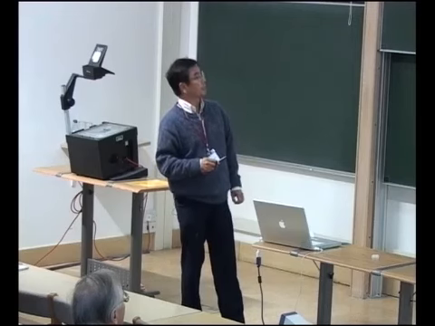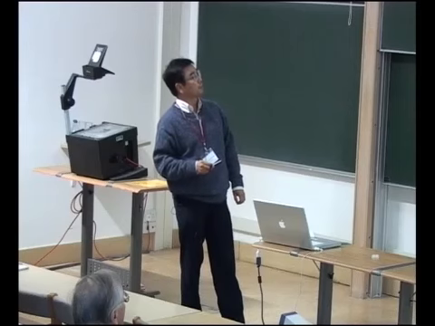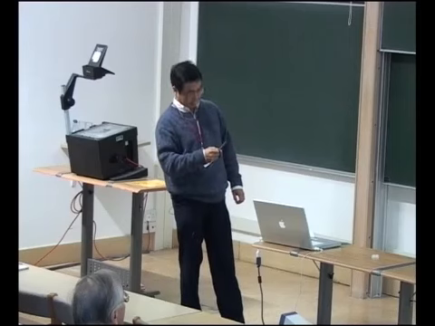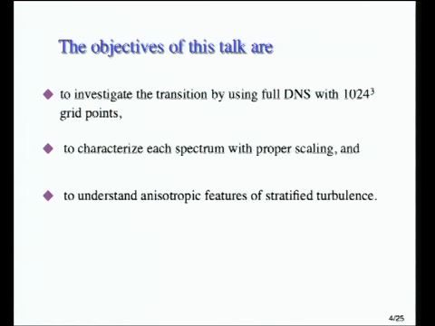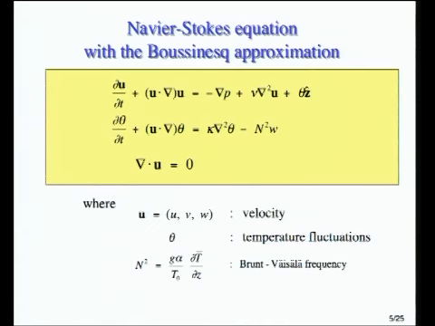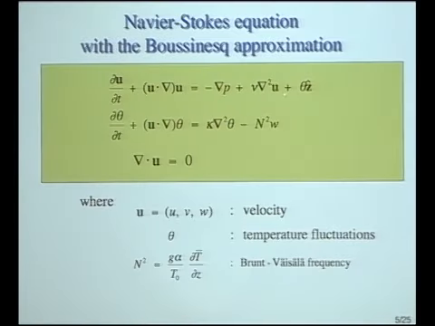The objectives of my talk today are, first, to investigate the transition of energy spectra for non-rotating stratified turbulence by using full DNS with 1024 cubed grid points, and to characterize each spectrum with proper scaling and understand the anisotropic features of stratified turbulence. This is the Navier-Stokes equation with the Boussinesq approximation.